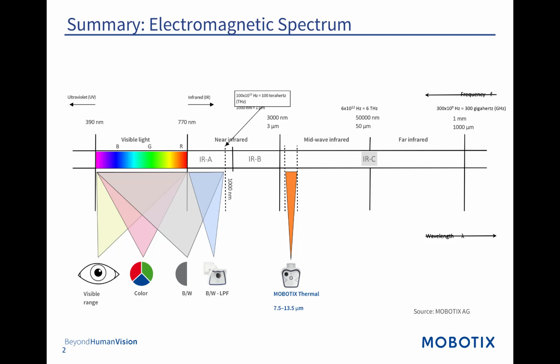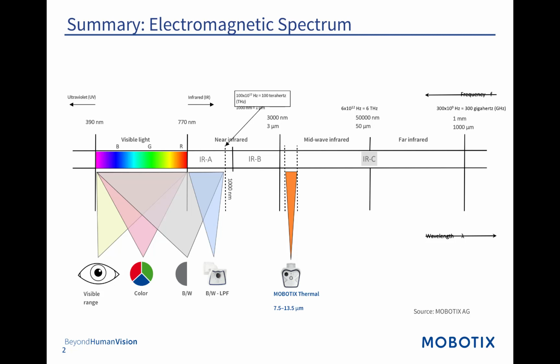This is still the optical range, and here we can work with black and white cameras, because these are sensitive to this part of the light, and we can also work with infrared illuminators. All these cameras are working in the optical range, so here we are talking about light. Now, when we talk about thermal cameras, we are not talking about light. Here we are talking about heat radiation.